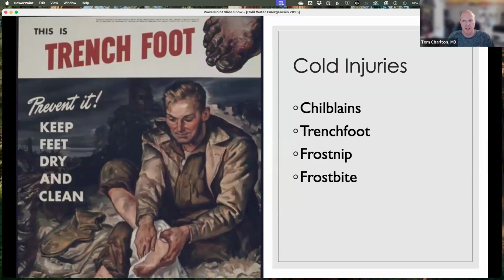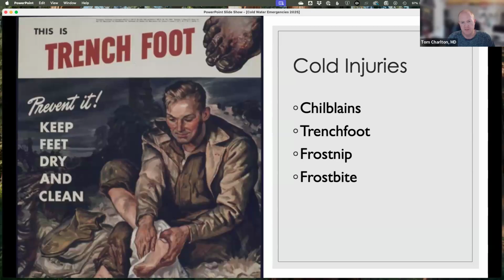So let's pivot a little bit and talk about some of the other cold related emergencies. This is a graphic from World War II. If you remember, in World War I, there was a lot of trench warfare, and we didn't have the modern technologies of waterproofing. Nobody had ever fought a war like this before. And so there were actually more casualties being sent home from trench foot and other injuries like that than were actual casualties from enemy fire.